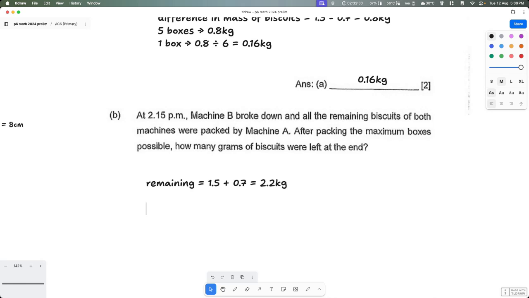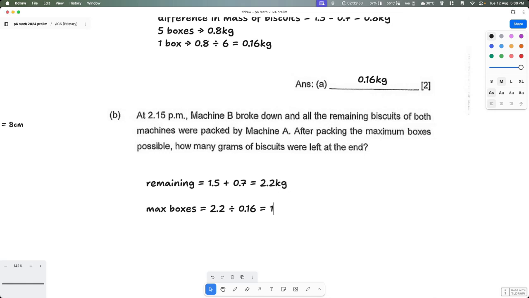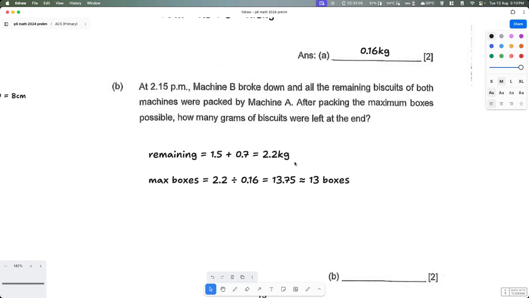So max boxes is equal to 2.2 divided by 0.16. Let's do the calculation: 2.2 divided by 0.16 will give us 13.75 boxes, right? So we have to round down to 13 boxes in this case.